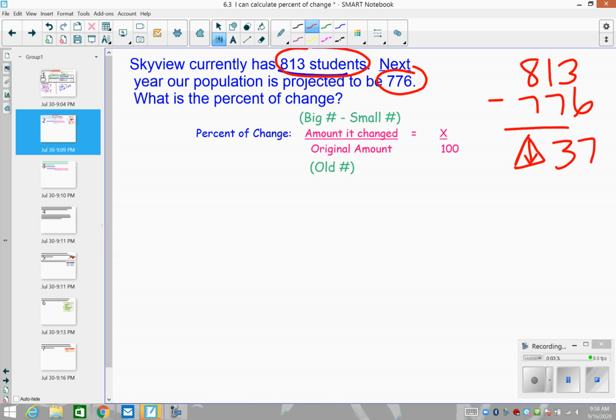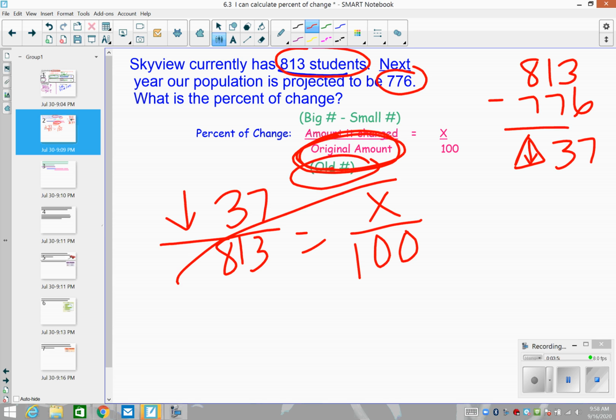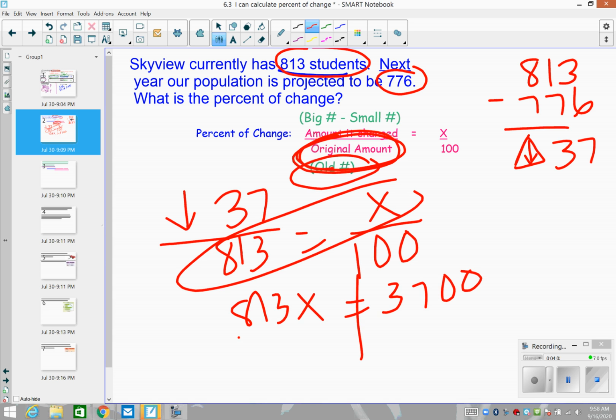Okay, so once we know that, we just say that we're going to decrease by 37. What was the original? What was the first in the course of time, like on a timeline? This year or next year? Which one happens first? This year. So that's what we mean by original, the oldest thing. And then we just simply take cross products. So we get 813x equals 3700. Divide both sides by 813, just like we've been doing a gazillion times. And what do we get?